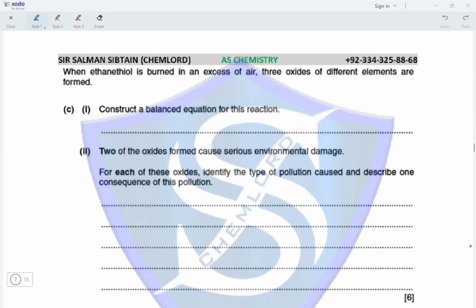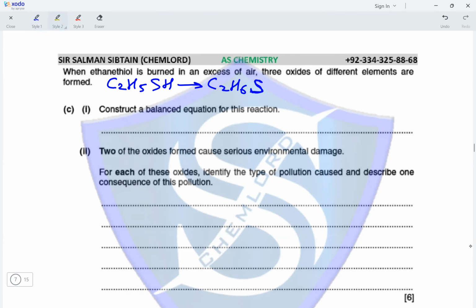When ethane thiol is burnt in an excess of air, three oxides of different elements are formed. Construct a balanced equation for this reaction. So, ethane thiol has the formula C2H5SH, which can be written as C2H6 and S. We can use the general combustion equation for this. The only thing we need to remember is that 1 mole of sulfur would require 1 mole of oxygen to produce SO2. So, the number of oxygen that we calculate, we add 1 to the total.